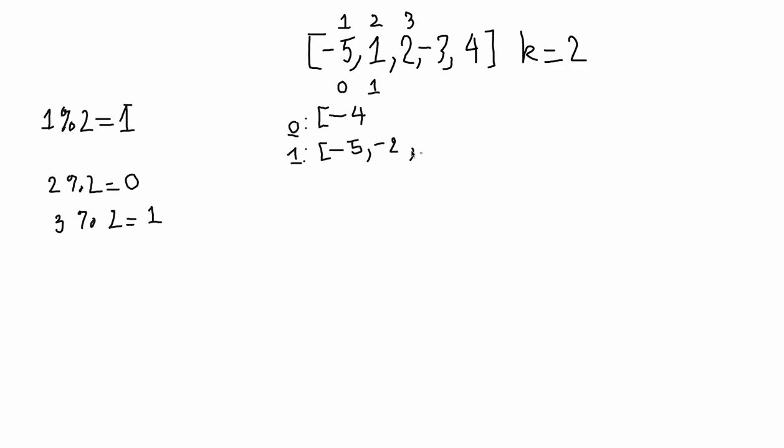Okay, so that is the -2. Next, we jump here to the next index of 4, and we can see that 4 modulus 2 gives 0, so we keep adding it here. It means that in here we have -5.